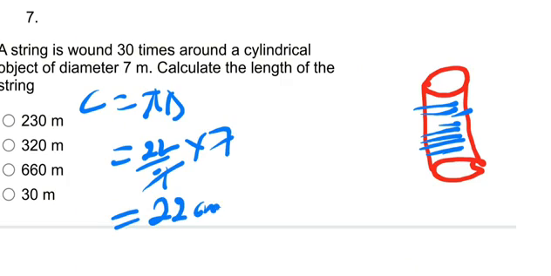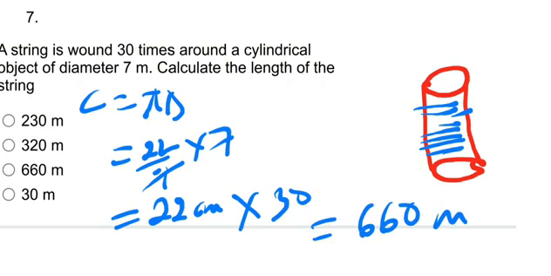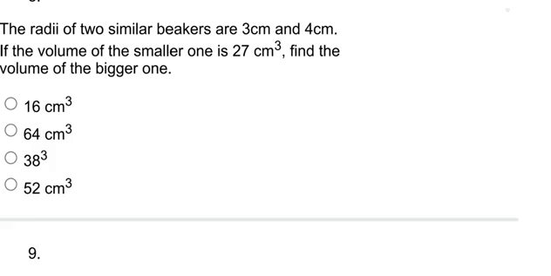So the circumference of this is 22, what? Meters. Now what would be the length? One wind is 22. So 22 times 30 now. That's what we're going to look for. That will be 660 meters, which is this option here. So move to the next question.